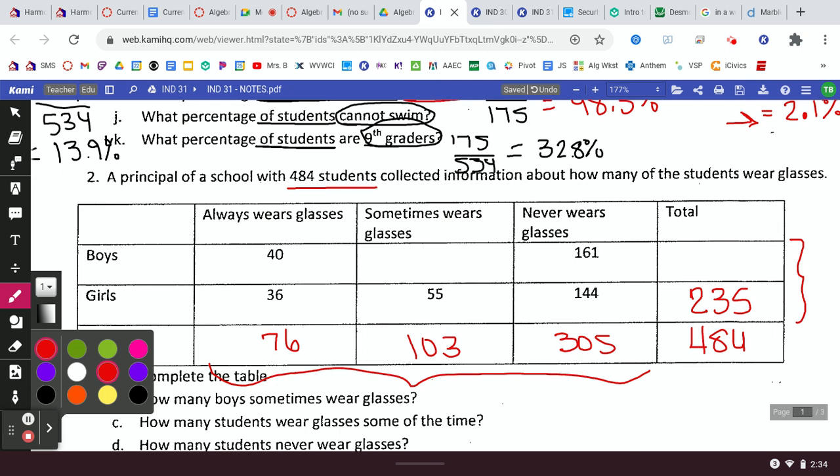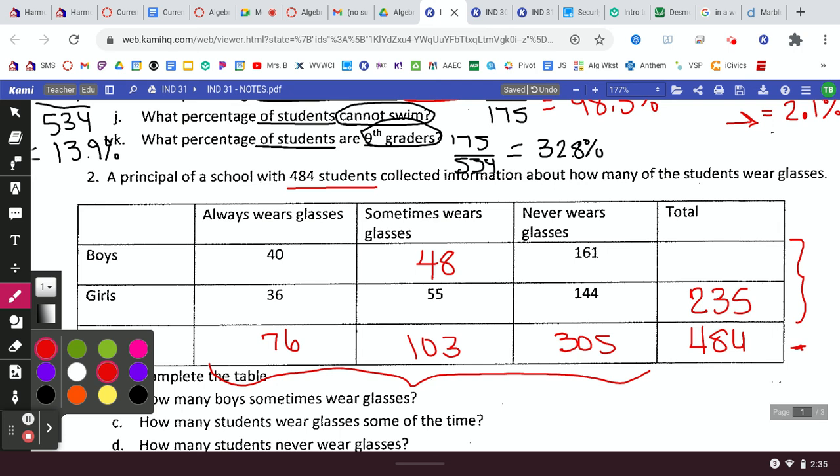One is if you just look at the sometimes wears glasses. We know that there's 103 students that sometimes wear glasses, and we know that 55 of them are girls, so that means that 48 of them are boys. And now we have enough information that we can add straight across the boys, or we can take the total amount of students right here and subtract 235 for the girls, and that's going to tell us the boys. We're actually going to do both because in the end, you always want to add both columns to make sure that everything lines up and you haven't fat-fingered anything.